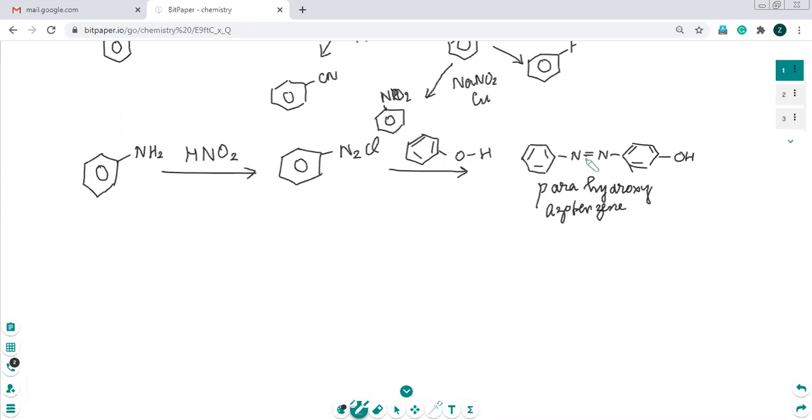Now this has a very good color, and most of the derivatives of these compounds are dyes, coloring agents. So this is the backbone chemical reaction of the dye industry. Now, instead of this phenol, I can take many other compounds. I can take aniline.